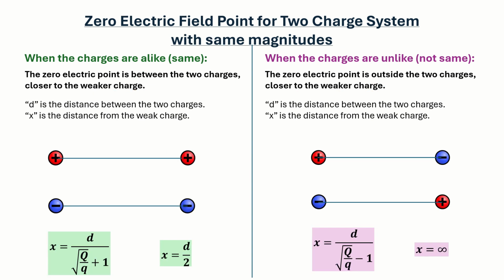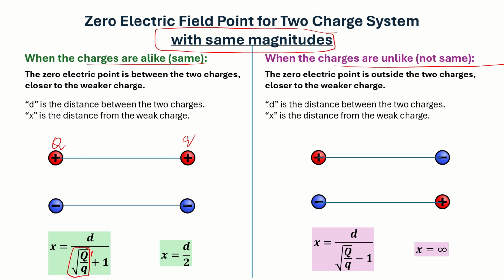Let's start when the two charges are having the same magnitudes. First we study when the charges are alike, and then when the charges are unlike. When the charges are alike, it means we cannot say this is strong, this is weaker. Both are having the same charge, capital Q equal to small q. Both are equal. So in this case, this root of capital Q by small q becomes 1. So 1 plus 1 becomes 2.